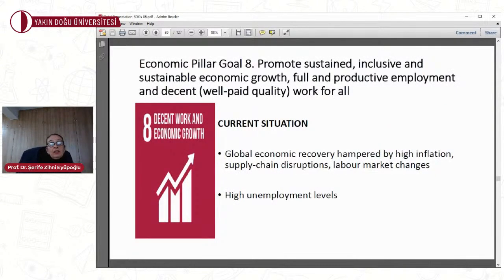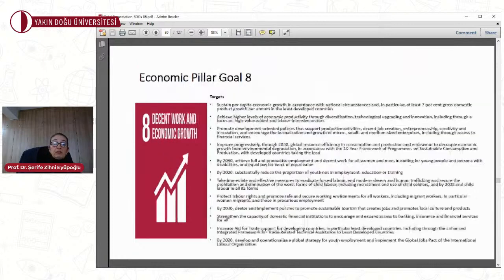The next one is goal number 8, decent work and economic growth. The global economy is again still recovering from the pandemic and also from the war, but we are still faced with high inflation, supply chain disruptions, and labor market changes, and also very high unemployment levels. Again, let's take a look at the targets.